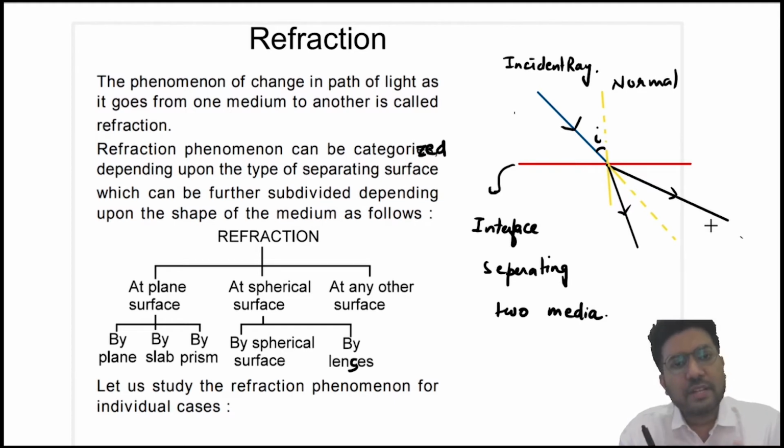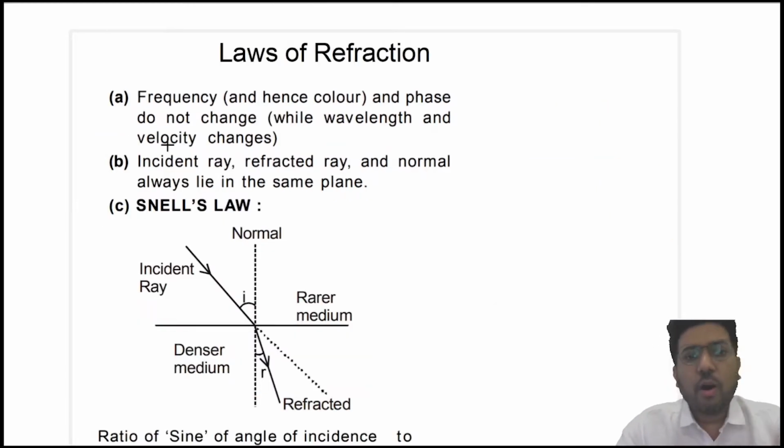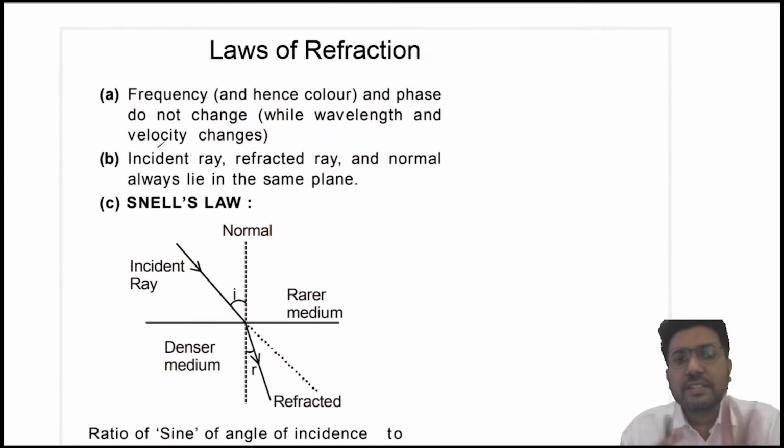Before proceeding further, we must know what is the law of refraction. So let's start with the law of refraction. First thing is, we have already discussed in the first lecture that frequency, and hence color, and also phase do not change, while velocity and wavelength change when light moves from one medium to other. Second, the incident ray, refracted ray this time, and the normal will always lie on the same plane. And this normal is the normal at the point of incidence, right?